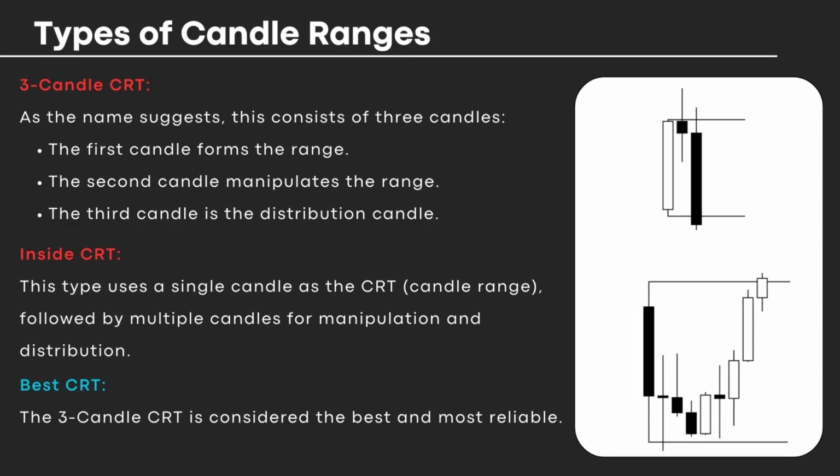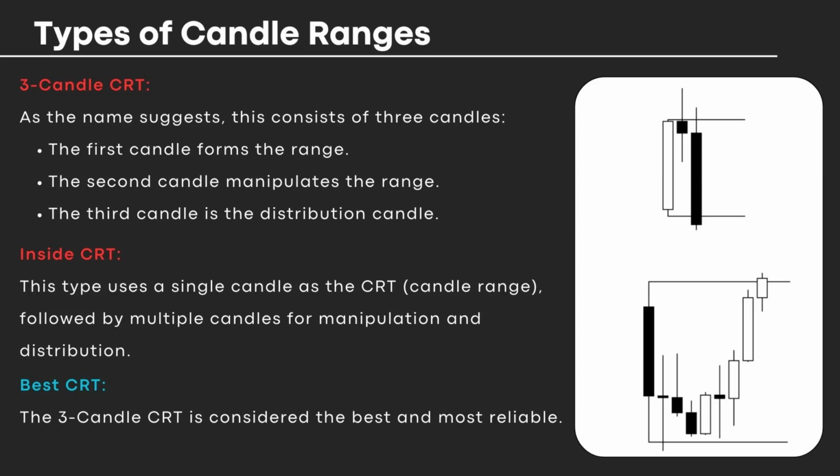Now, characteristically, there are only two types of CRT. The first and the best type of CRT is the three candle CRT, or the three candle range. Just as the name suggests, this sort of CRT is made up of three higher time frame candles and consists of only three candles. The framework is that the first candle forms the range, the second candle manipulates the range, and the third candle is the distribution candle. It's just as simple as that. It's made up of three candles.